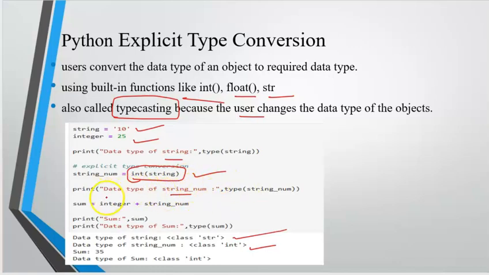Then after conversion, we can find the sum by adding our integer value and the converted string. We have converted that string to integer, so we can add these two. Then print sum and the data type of the sum. You can see sum is 35, that is 10 plus 25, and the data type of sum is integer. So the string here is converted to integer by the user itself, not by the Python interpreter. It's done by the user. So that is known as explicit type conversion.